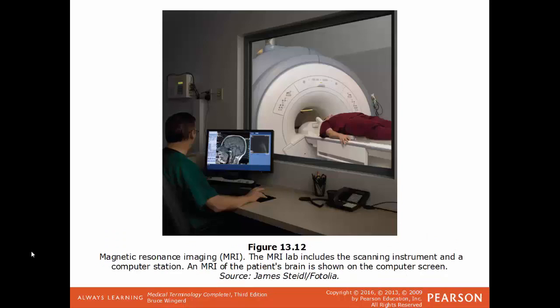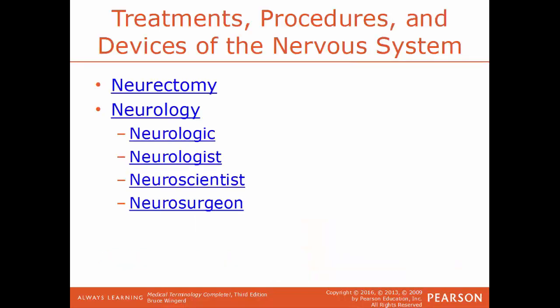In this image, we have a person going through an MRI exam. You lie down on this table, basically wheeled into this big donut-shaped structure, and it will spin around you. Next term, neurectomy, is the surgical removal of part or all of a nerve.